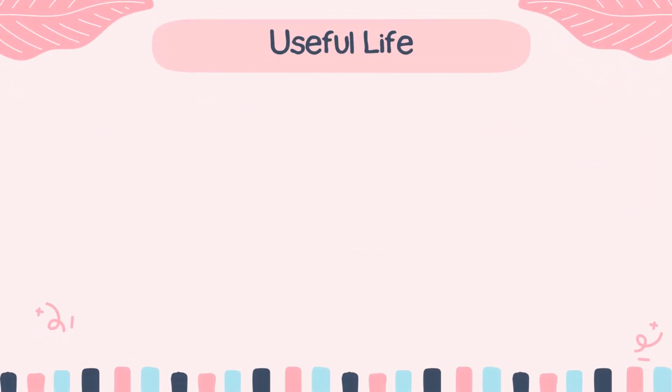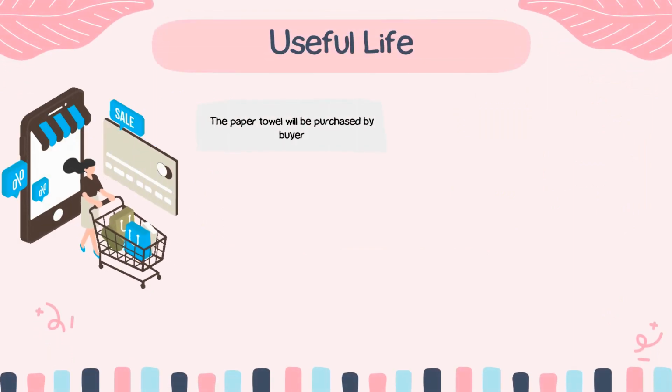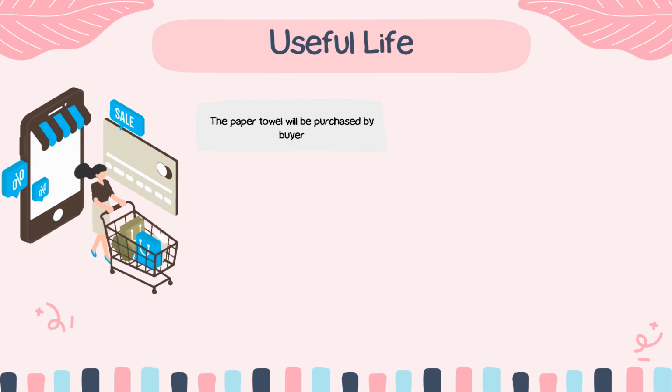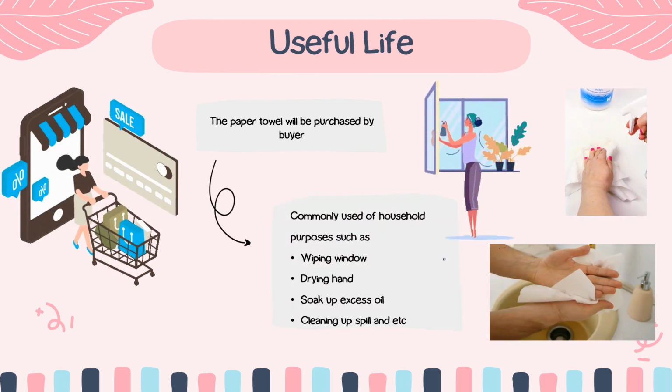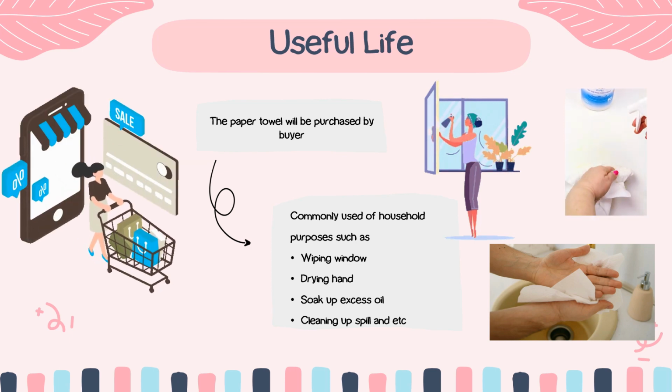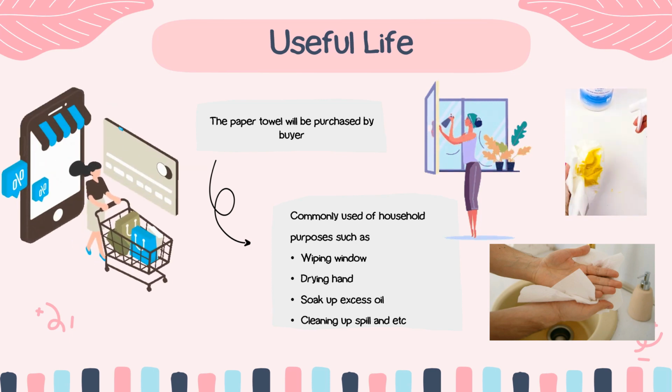Next, in the useful life phase, the paper towel will be purchased by buyers for multi-purpose uses. It is commonly used for household purposes such as wiping windows, drying hands, soaking up excess oil, cleaning up spills and others.